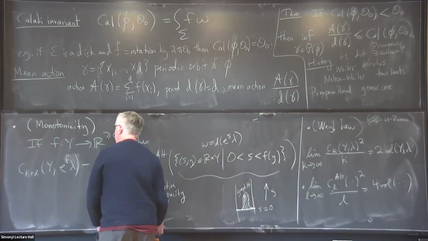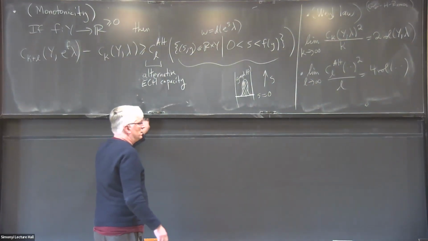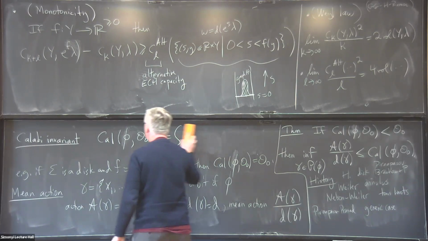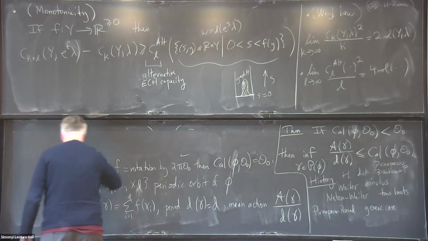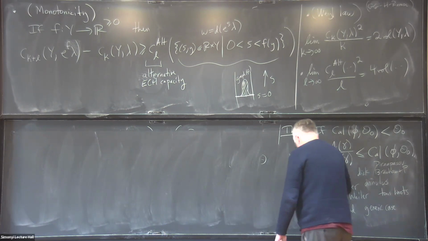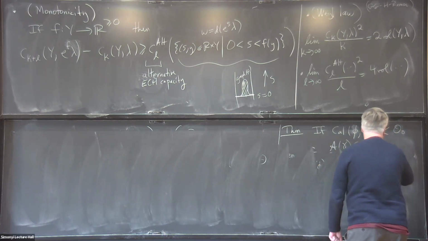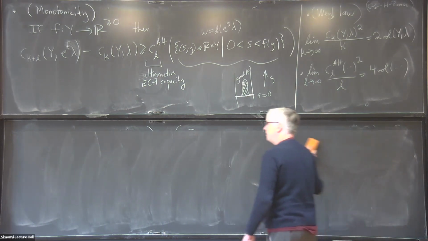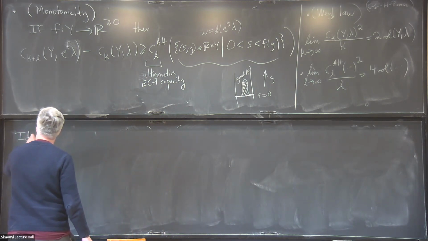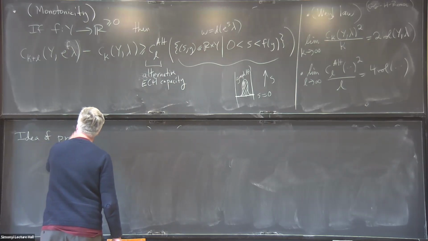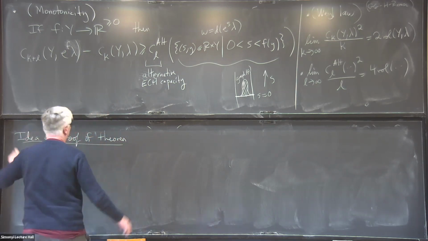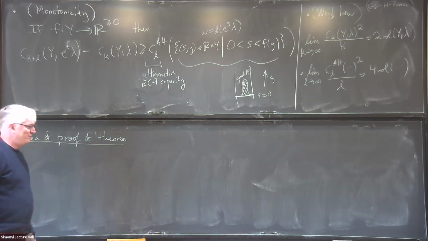So in this machinery, the idea of the proof of the main theorem is as follows. I actually already said I did the proof of the theorem. Okay, well, now I told you the machinery, so I can tell you the actual idea of the proof of the theorem.